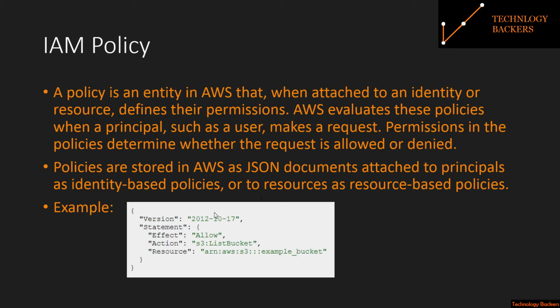So here in this example you can see the statement: the effect is Allow, the action is S3 ListBucket, which lists all the buckets and resources. Here there is an example bucket, a bucket named example bucket. So this policy means a user can list all the buckets present in your account.